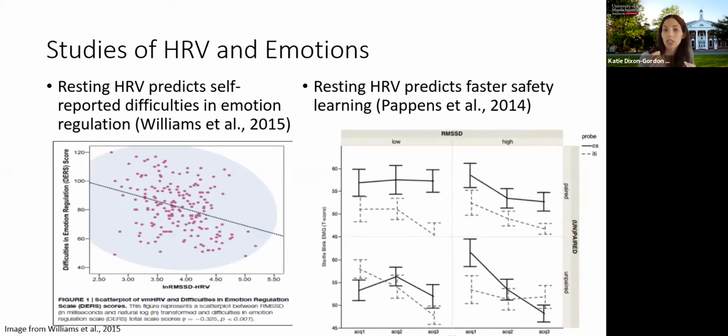But we also want people to be able to learn safety, right? They need to be able to differentiate safety from danger. So resting HRV is associated with faster safety learning, being able to pull apart, okay, this picture is associated with a loud noise, but this picture isn't. I think in this case they looked at bursts of sound, and they looked at skin conductance as well. So that's one way to think about how chronic stress and acute stress might be associated with at least resting HRV. Lower resting HRV might suggest more difficulties regulating emotions and less ability to learn safety.